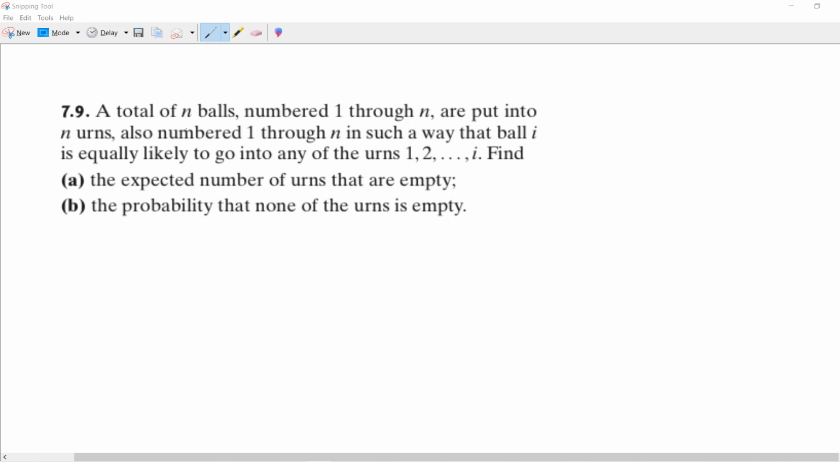So this problem is taken from the first course in probability theory, and I think some more questions are really interesting. So I film a solution and just meet you guys.